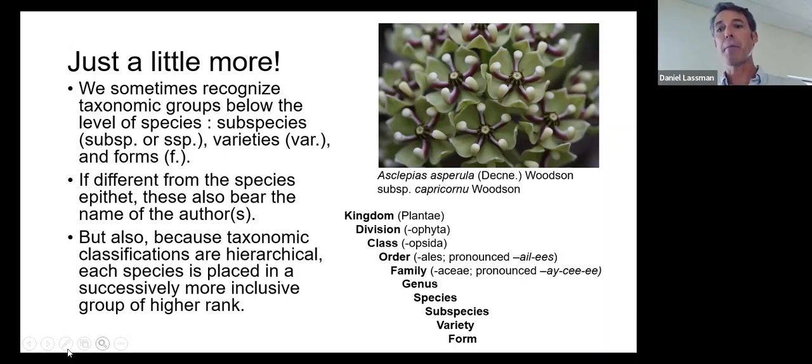new author appendage. But also because taxonomic classifications are hierarchical, every species is placed into successively higher groups. And here are the most common ones: kingdom, division, class, order, family, genus, species, and then below it, subspecies, variety, and form. So believe it or not, if you're a botanist and you're worried about what family something belongs to, you'll pay attention to this, and family is the most common thing you see, and family names are all A-C-E-A-E, which is a Greek ending, and you say A-C-E. So the family of sunflowers is the Asteraceae, and the mints are the Lamiaceae, and so on and so forth.